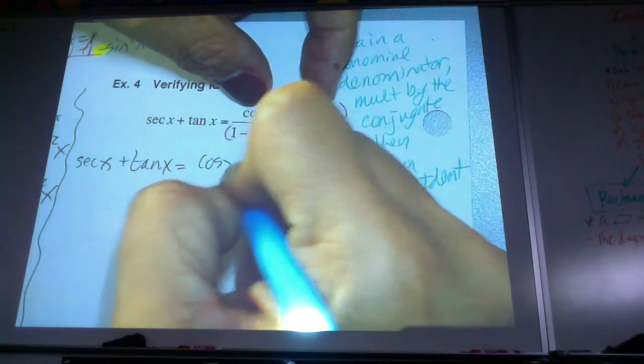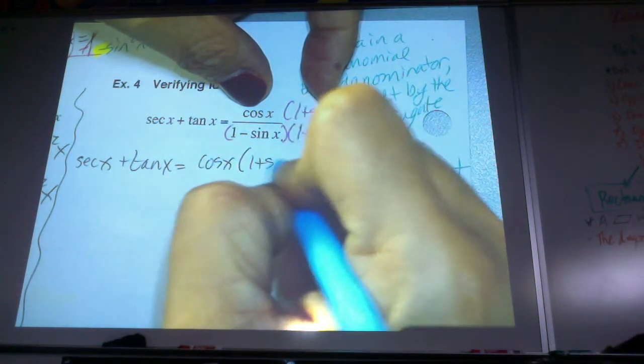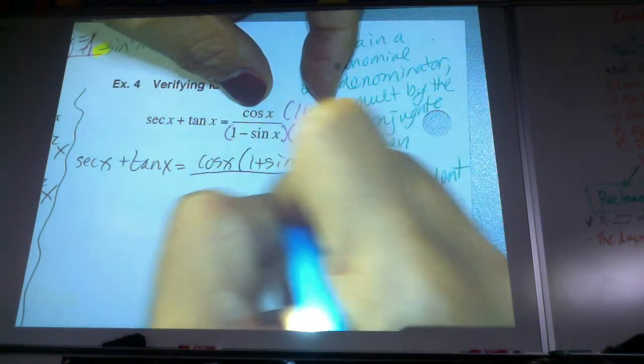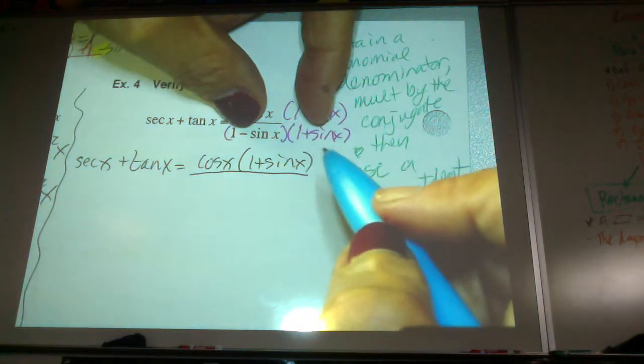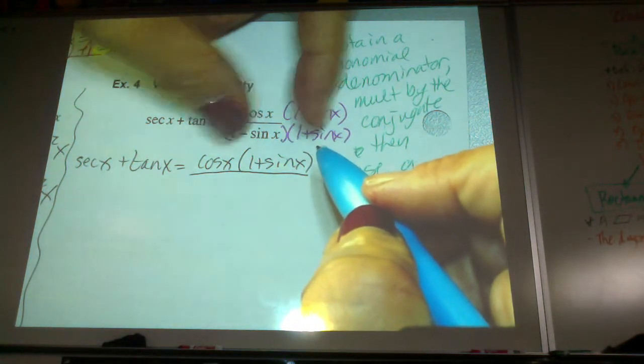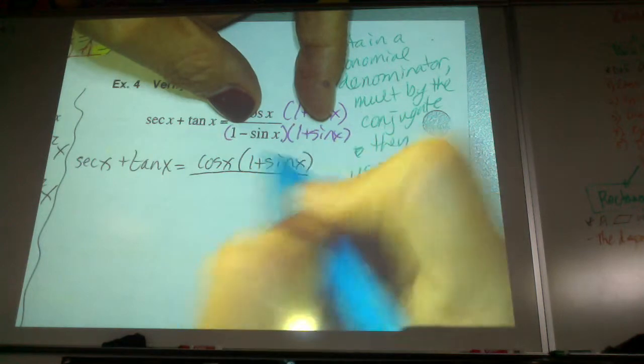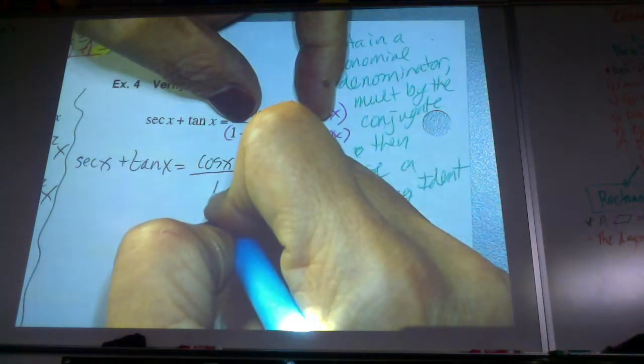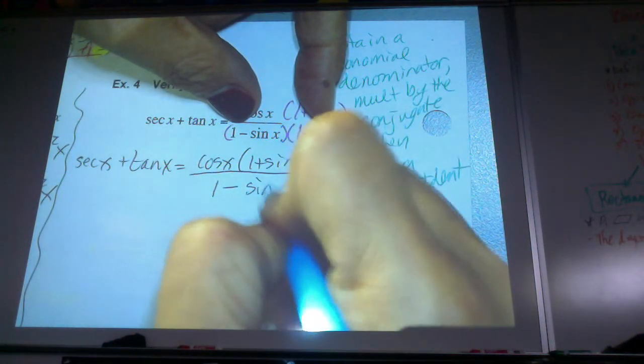So I've got cosine of x times 1 plus sine of x. The reason why I did this was to multiply the bottom. I specifically did that to multiply that together. So that's your difference of two squares factor pattern. A squared is 1, minus b squared is sine squared x.